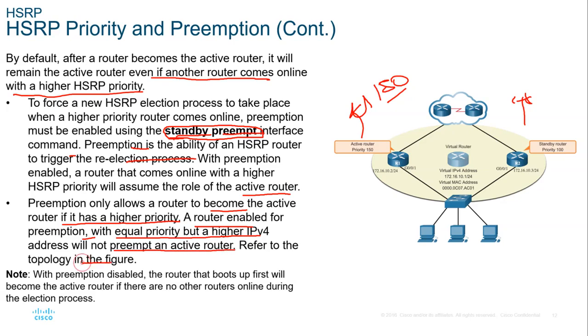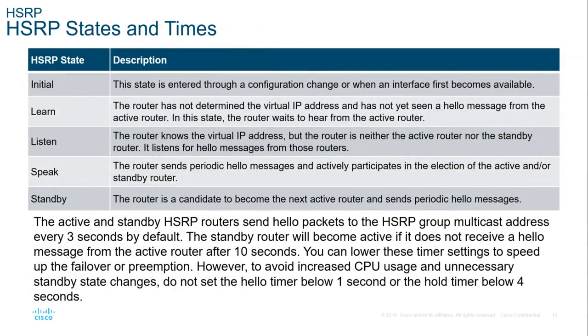So refer to the topology of the figure. The topology is this. Note, with preemption disabled, the router that boots up first will become active. So if preemption is disabled, whichever router comes up first is the one to assume the role of active.